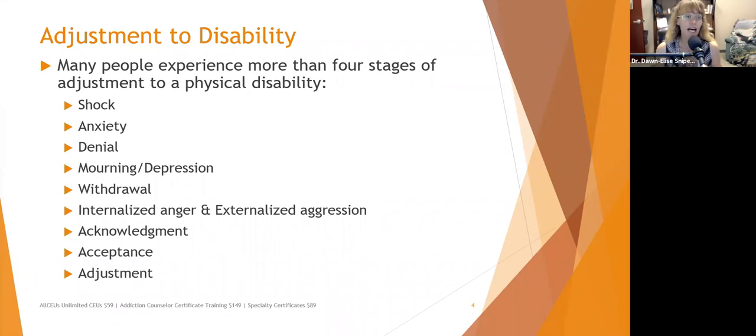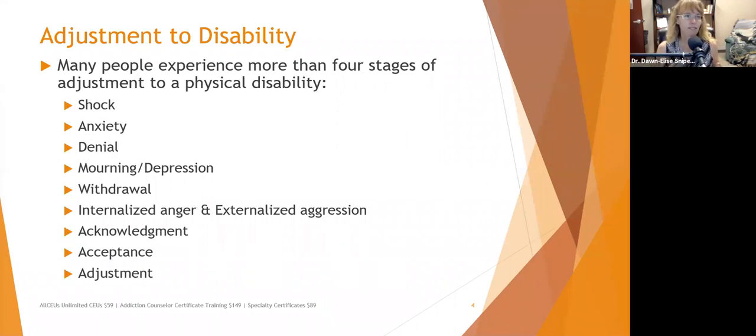There can be internalized anger about the fact that their body is working against them or their mind is not doing what they want it to do. They can be very frustrated and irritable and upset at the people in the world who don't have this particular condition, which can result in some externalized aggression.